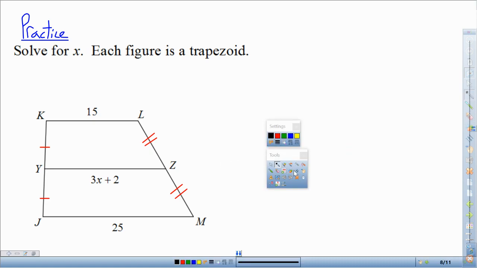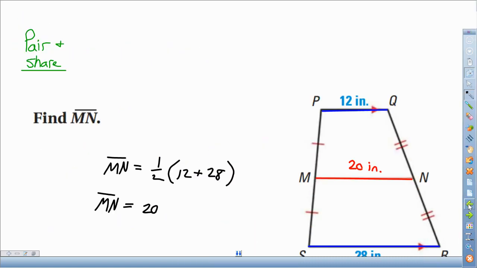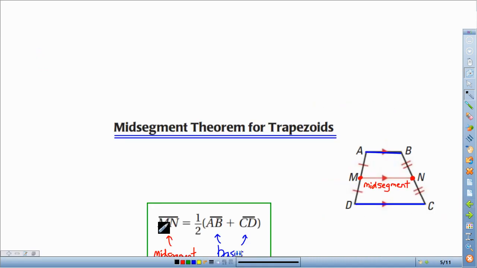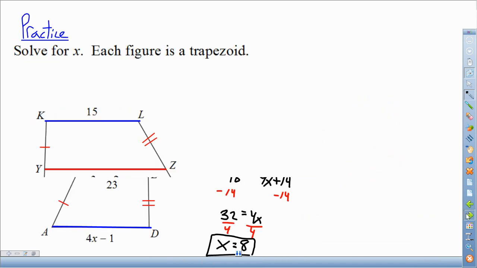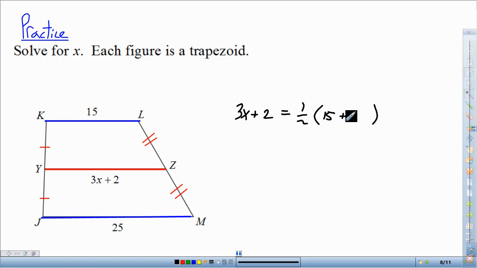Okay, so again, I want to point out the parts. Here are my bases of my trapezoid. Here is the mid segment. All right, so now I can go ahead and plug these into my formula. I just want to remind you guys real quick, here's the formula. The mid-segment equals 1/2 of the two bases added together. Okay, so let's start with our mid-segment. On this one, it's the 3x plus 2. Okay, so I know that mid-segment equals 1/2 of my two bases added together. One of the bases is 15, one of them is 25.